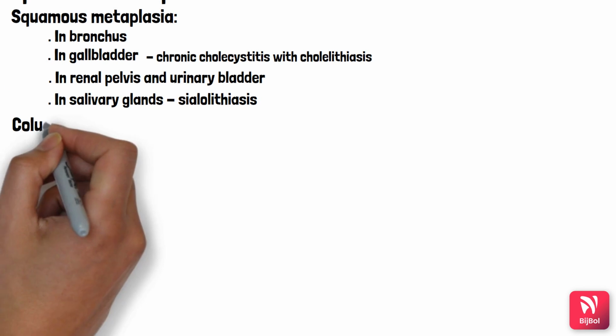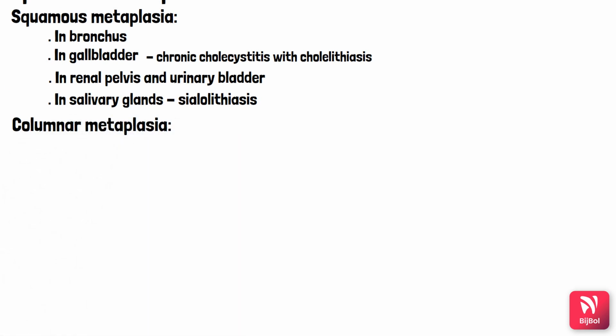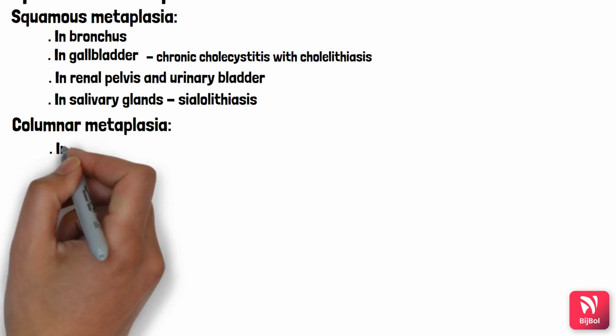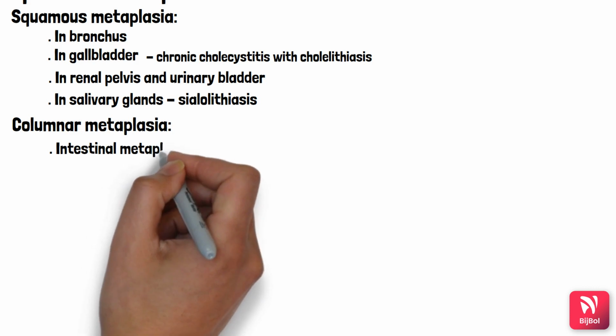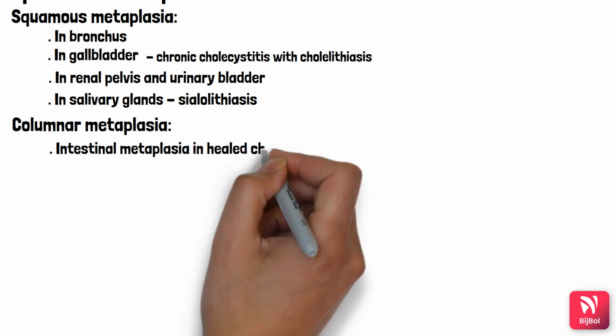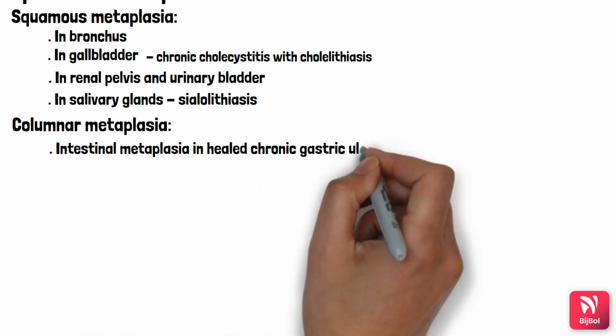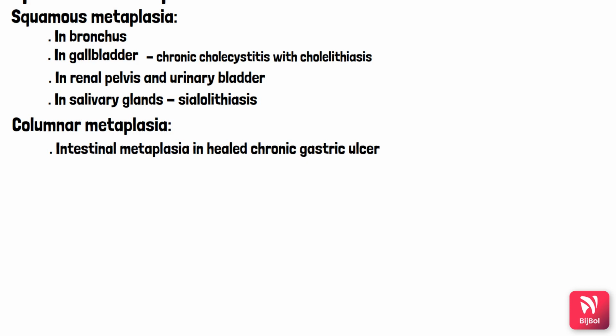One more type of epithelial metaplasia is columnar metaplasia. Here other epithelial types are changed into columnar epithelium. This is seen in intestinal metaplasia in healed chronic gastric ulcer, and this columnar metaplasia is seen in Barrett's esophagus also.